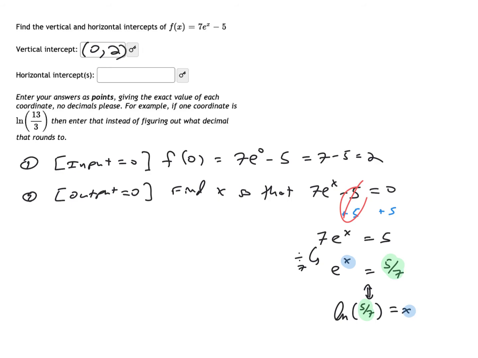Now, in some problems, we then had more work to do because the thing in blue was more complicated than just the letter x, but in this case, that's all it is. So there's my answer, ln of 5/7. So that means my intercept is the point. Remember we said the output was 0, so the second coordinate is 0, and the first coordinate is just the natural log of 5/7. So I can enter it just like that without having to get a calculator up.